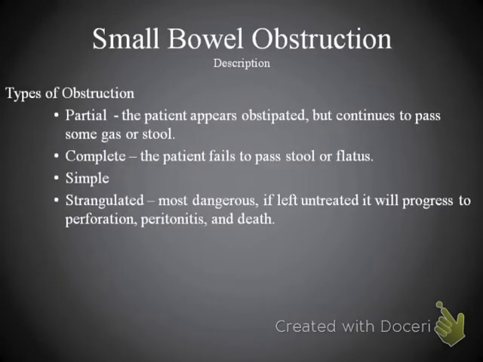So types of small bowel obstruction. We have partial, complete, simple, and strangulated. Partial means that the patient appears obstipated or severely constipated and continues to pass some gas or stool. So you don't have the full intestinal blockage or obstruction here, so you still continue to allow small bits of passage through. Complete means that the patient fails to pass stool or flatus, and so basically there's nothing that the patient can get out.